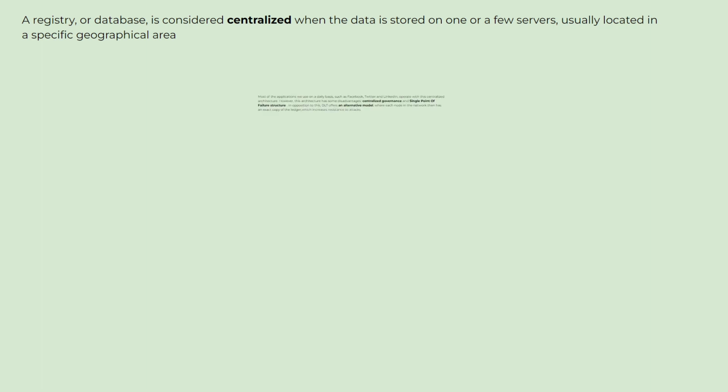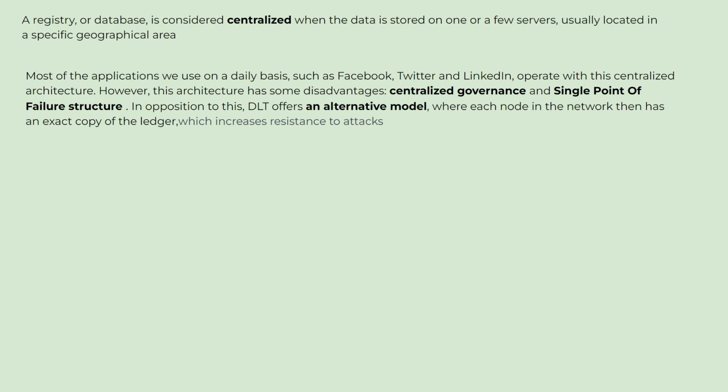Most of the applications we use on a daily basis, such as Facebook, Twitter and LinkedIn, operate with this centralized architecture. However, this architecture has some disadvantages. The first disadvantage is centralized governance. This means that only the entity that manages the central node has decision-making power over how the database is modified. The second disadvantage is the so-called single point of failure.